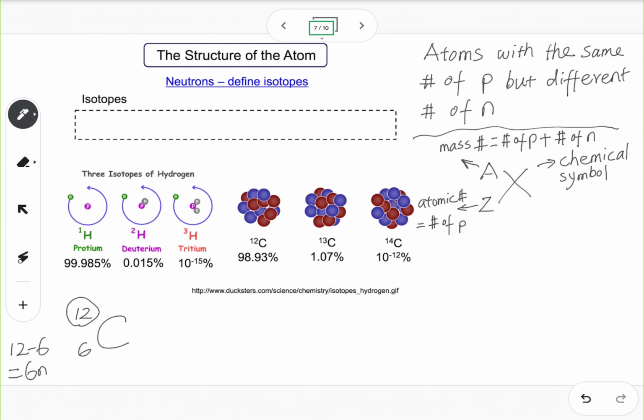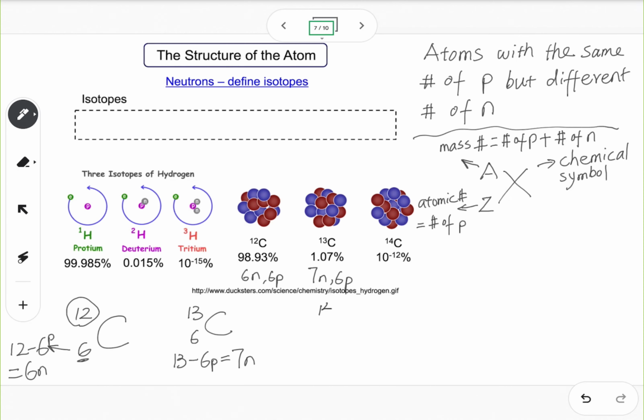Remember, this 6 is the atomic number, so it's 6 protons. So mass number 12 minus 6 protons, you have 6 neutrons. Let me label it here, 6 neutrons and 6 protons. How about carbon 13? Again, we are talking about the carbon element. It still has 6 protons. This time, 13 minus 6 protons equals 7 neutrons. Sorry, let me erase this. It would have 7 neutrons, still 6 protons.